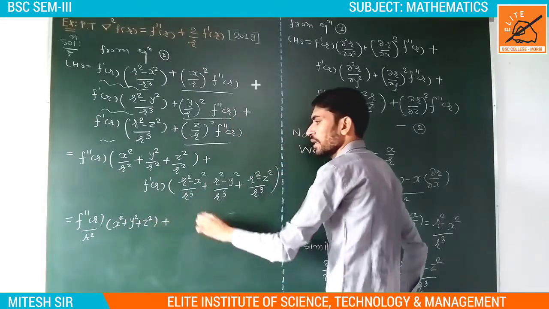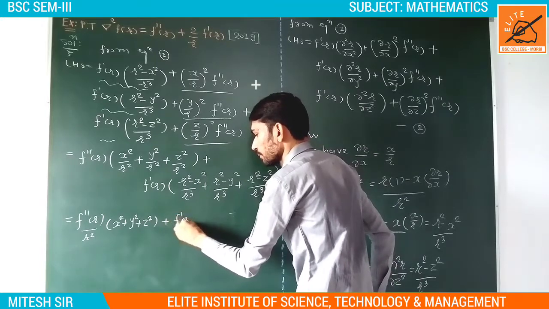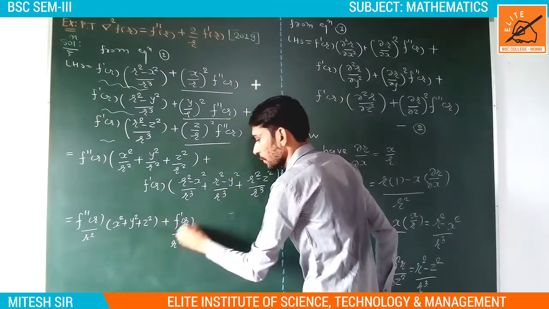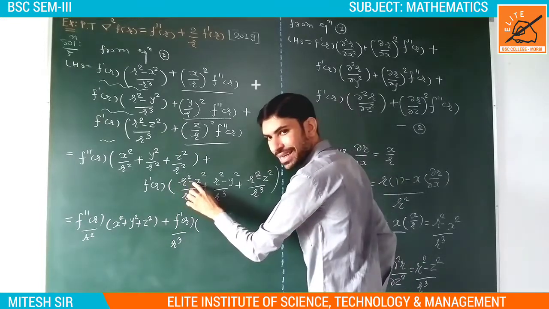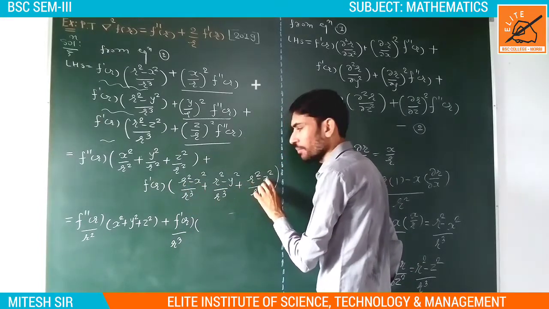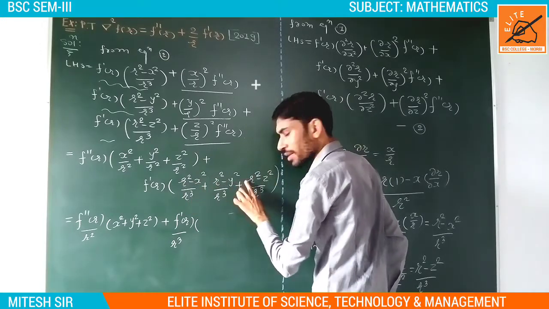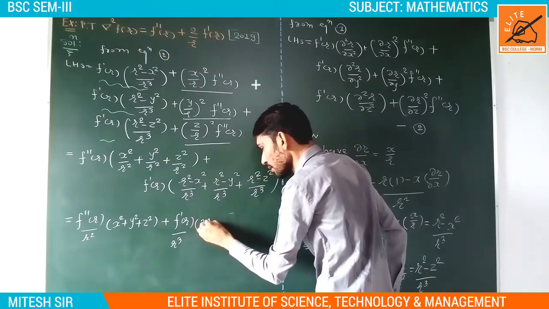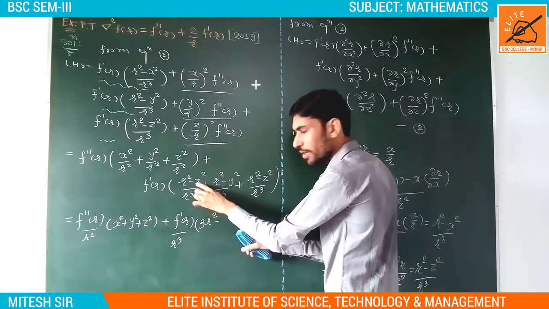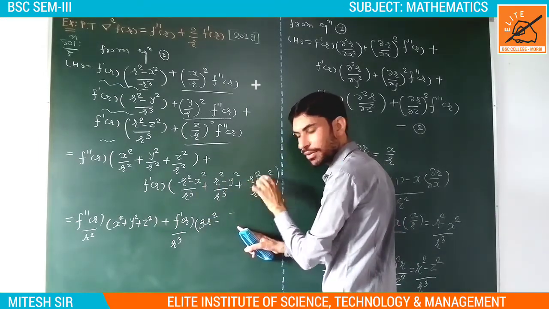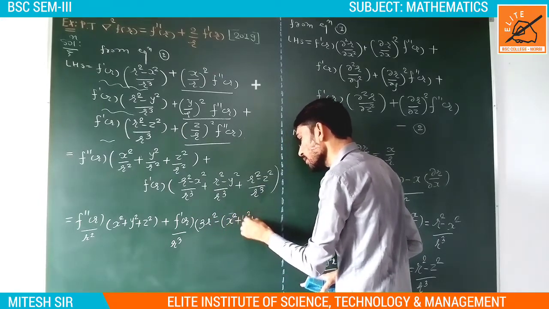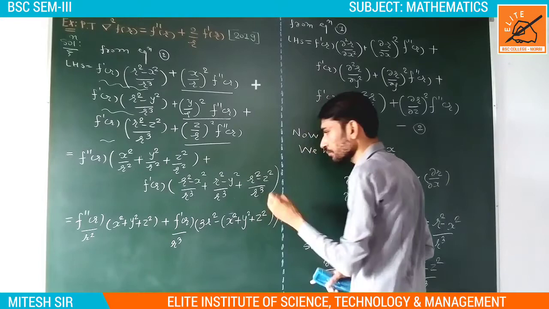Plus similarly here, f dash r, take 1 upon r cube common. So here remain r square minus x square plus r square minus y square plus r square minus z square, meaning r square plus r square plus r square. That means 3 times r square. Now the remaining terms are minus x square minus y square minus z square. Take minus outside, so remaining x square plus y square plus z square.